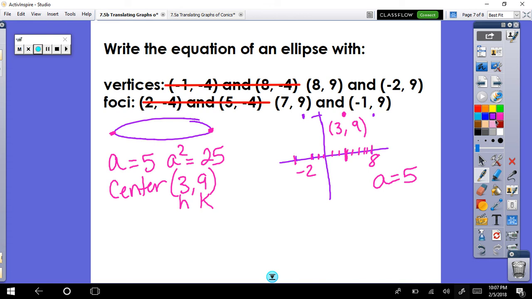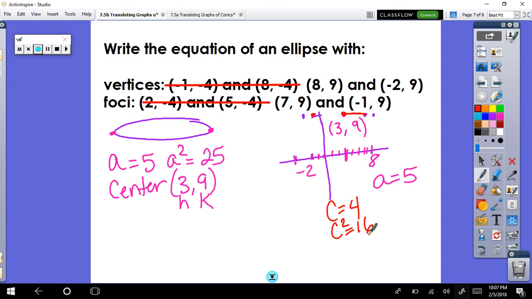The only other thing I'm going to need is my B squared value. So it does give me my focus points here. That will be helpful. So if I graph those, so I have 7, 9 right here. That's my focus point. And negative 1, 9 right here. So the C value will be this distance from my center to here. So from 3 to 7 is a distance of 4. C value is 4. That means C squared is 16.